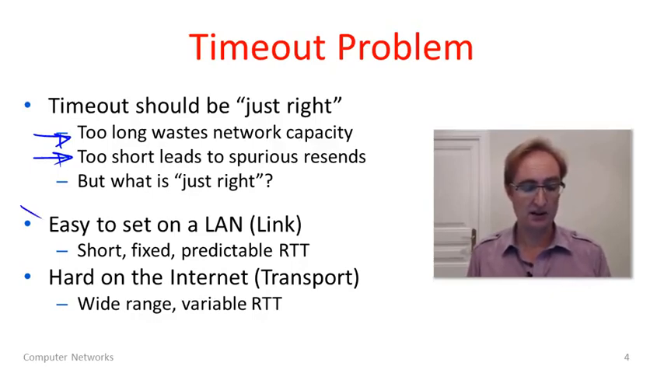Now, it turns out that it's fairly easy to pick a value on a LAN. That's because the round trip time is usually fairly short. It's also fairly fixed and predictable. In the internet at large, however, it's much harder to pick a reasonable retransmission timeout. And that's because the RTTs can be much larger. They can also be short. And it's also the case that the RTT is much more variable over time. Both of these factors make it difficult to pick an appropriate retransmission timeout without erring on the side of being far too short or far too long.